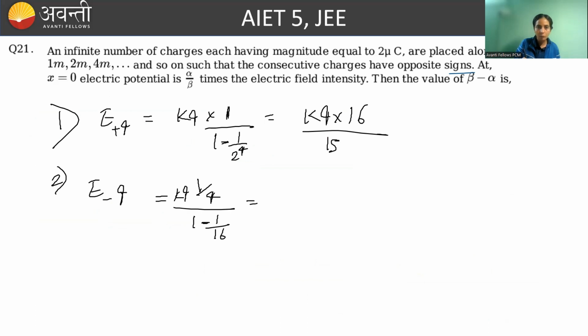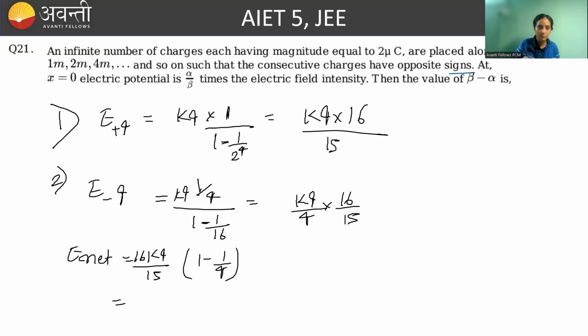Okay, so what will be the answer? KQ by 4 into 16 by 15. So this is E plus Q, this is E minus Q. What will be E net? E net will be simply, take KQ, 16 KQ by 15 common, 1 minus 1 by 4. This will give you 3 by 4.